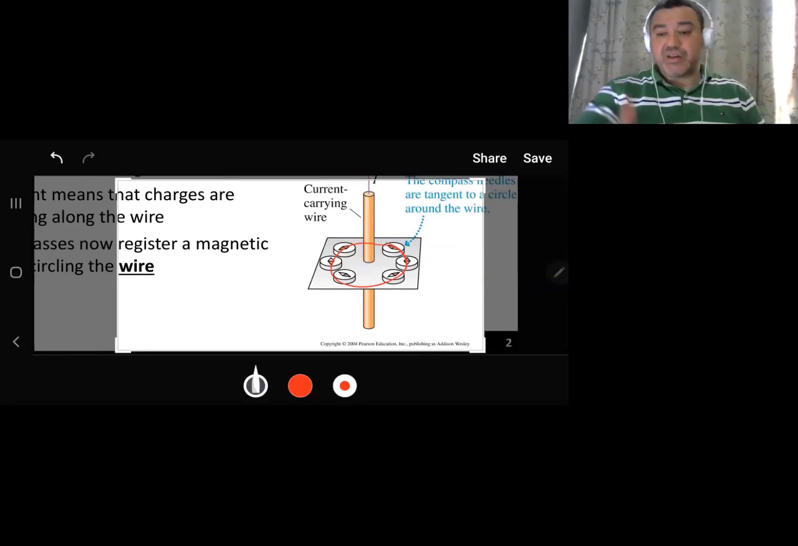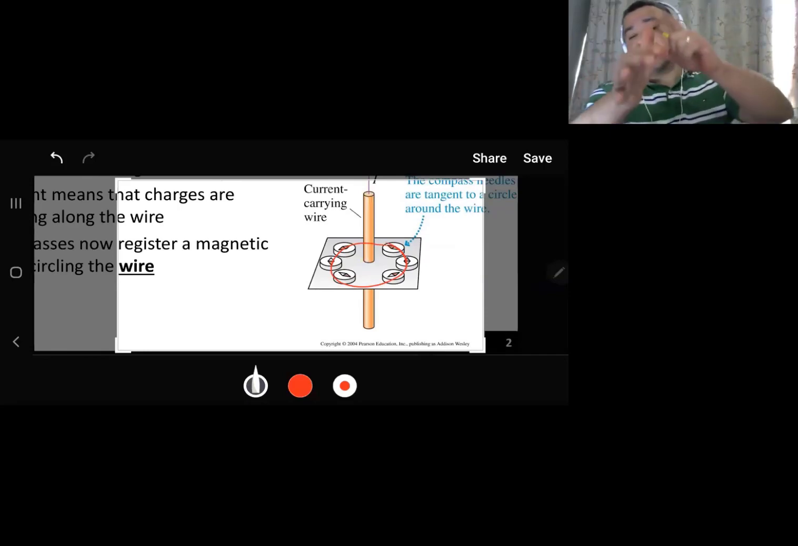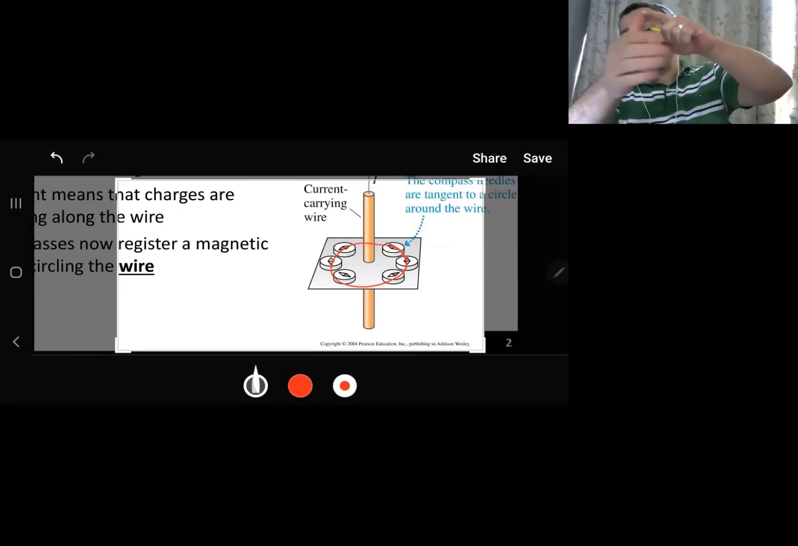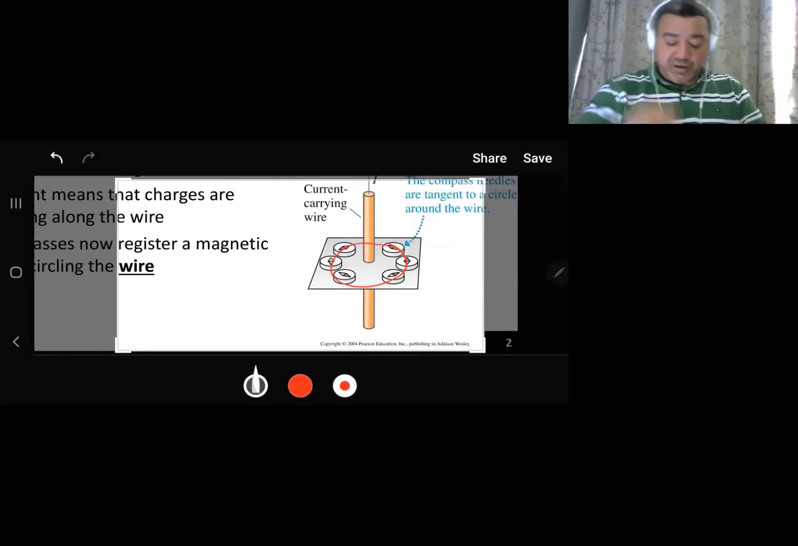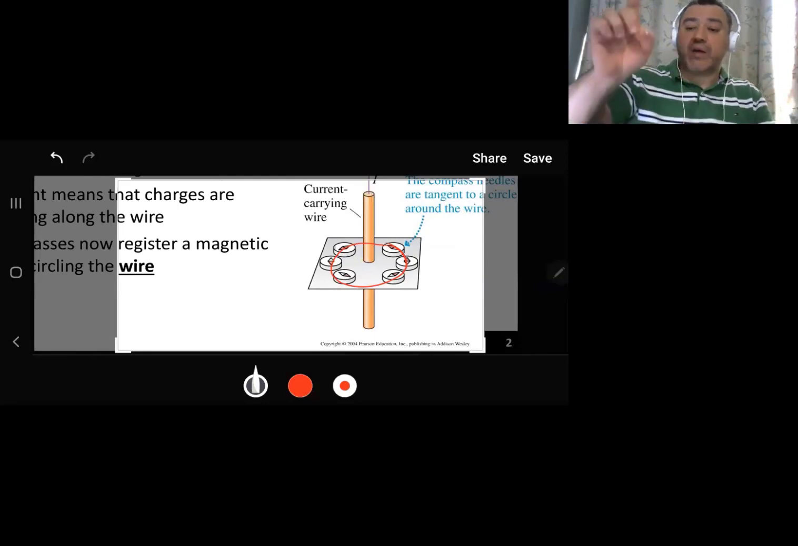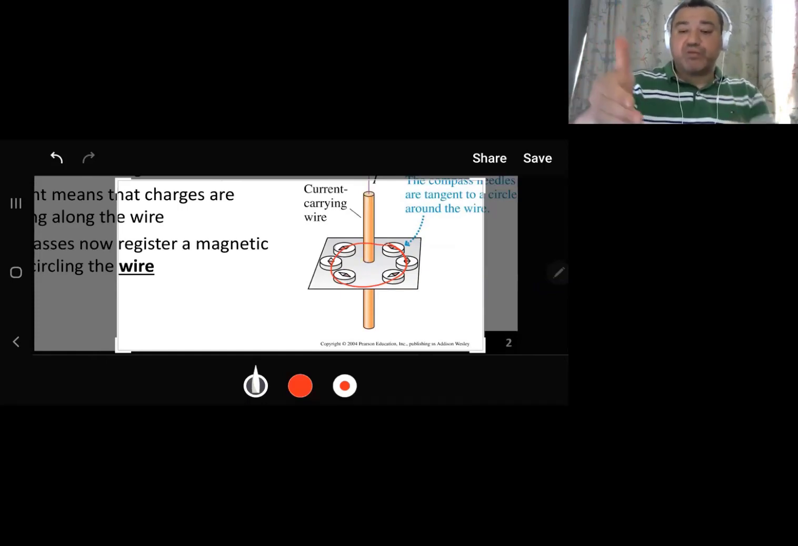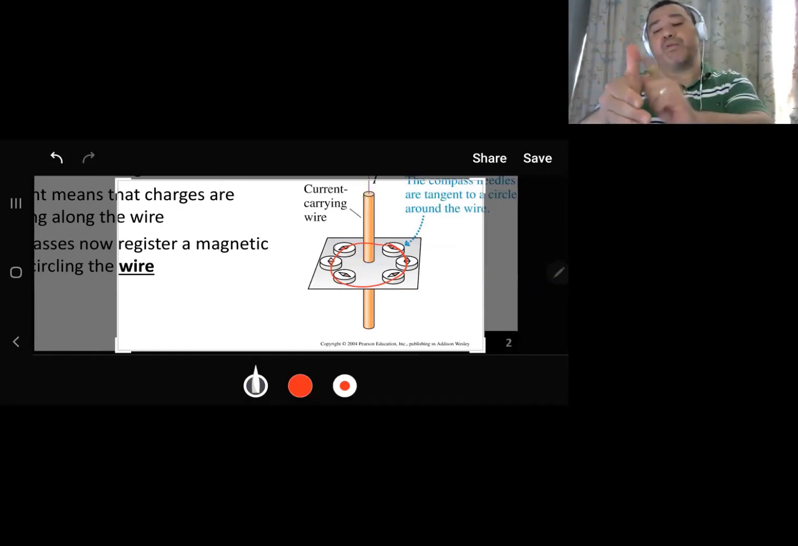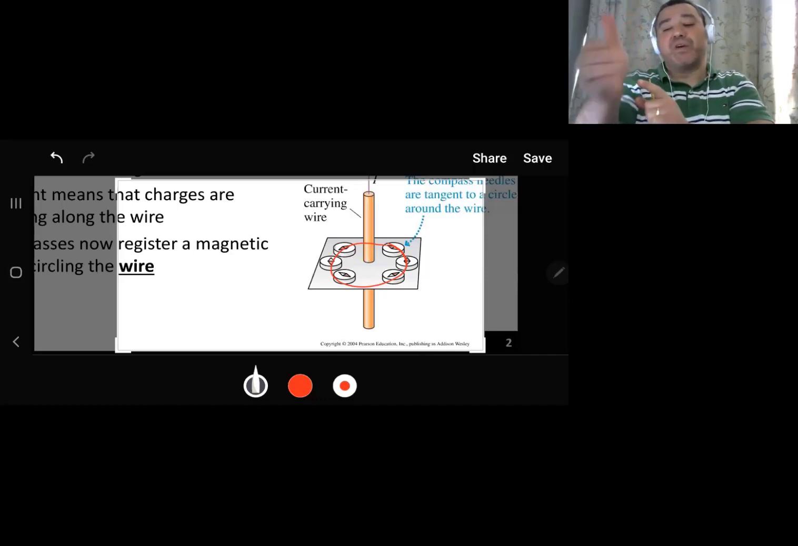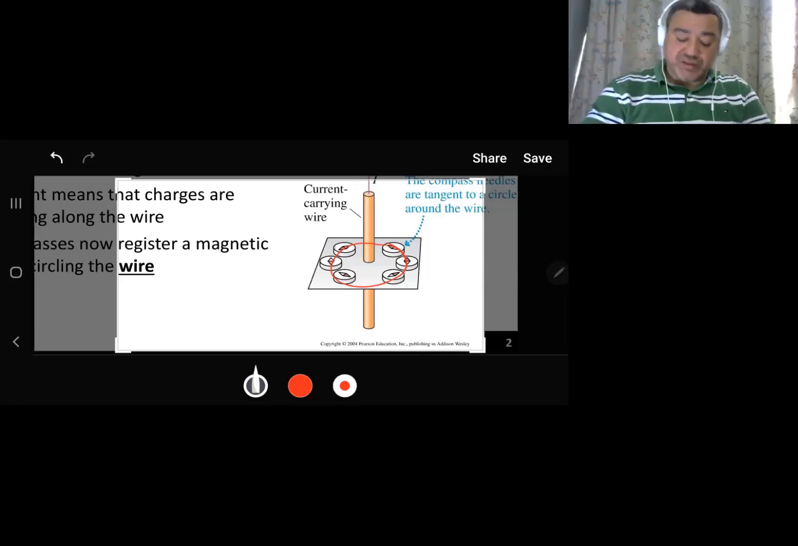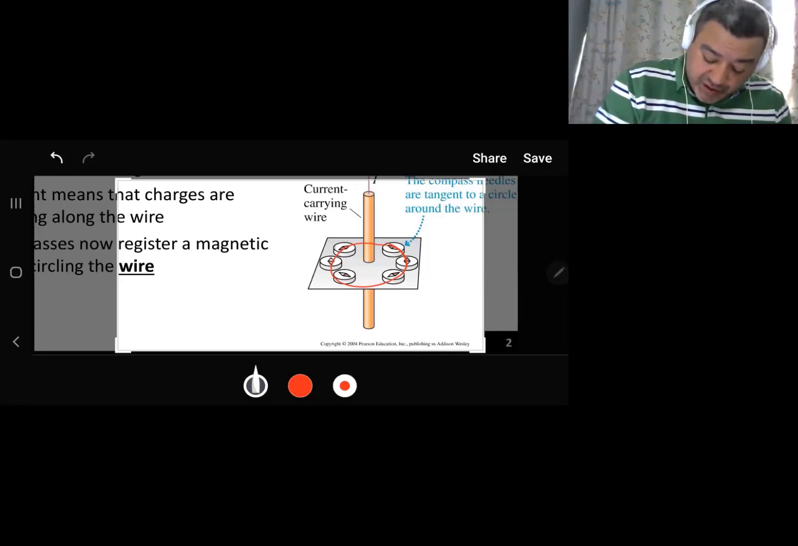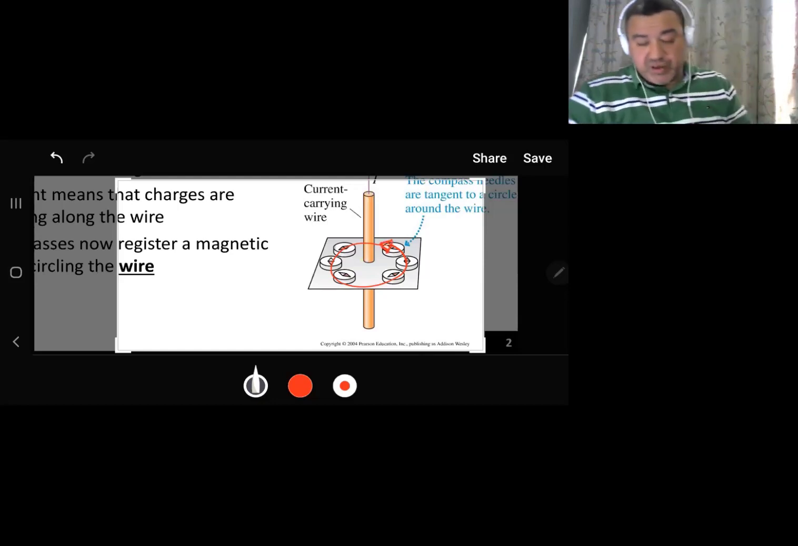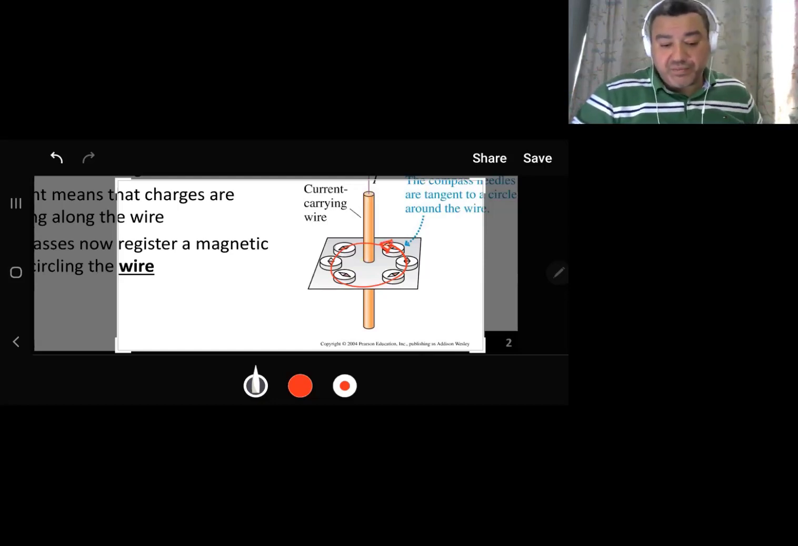And since the current is moving up, take your thumb as the direction of the current, and your fingers will give you the direction of the magnetic field. Following the right hand rule with the current pointing up, your thumb is pointing up, your fingers define the direction of the generated magnetic field, which in this case is counterclockwise. And as you can see, this will be the direction of the magnetic field.